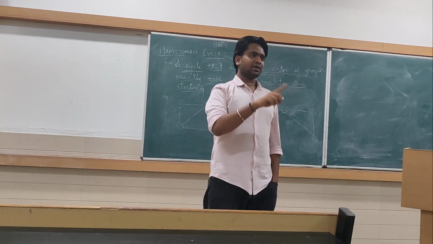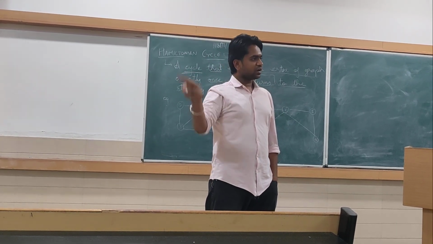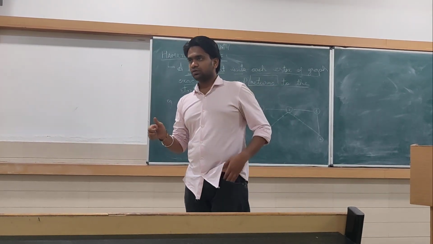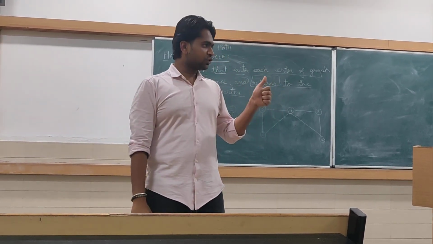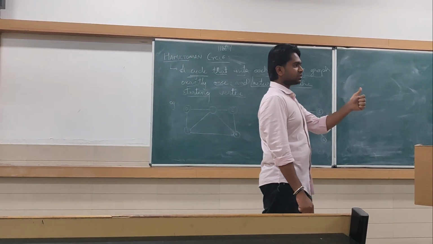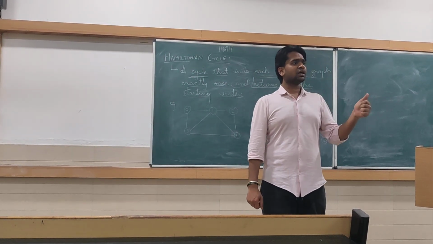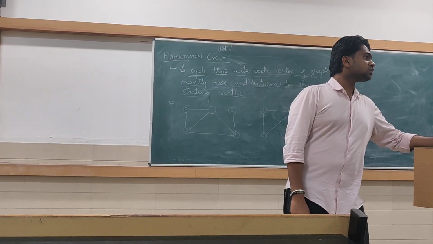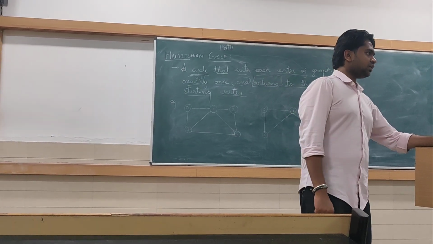मतलब a complete cycle, जहाँ से शुरू किया वहीं पे खत्म भी होना चाहिए और सारे वर्टेक्स विजिट भी होने चाहिए. Starting point should be equal to your end point and you should have visited all the vertices that are present in the graph. Is the definition clear? This is known as Hamiltonian cycle, right?